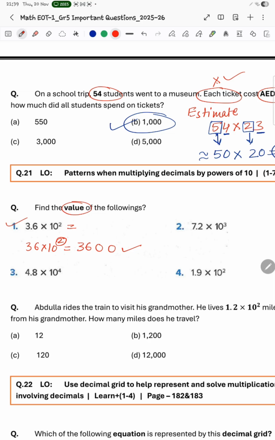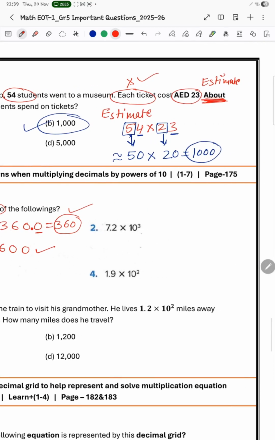Now here in the answer, the digits will be the same, 3600. Now you will put the dot. Here in the factor, on the right of the dot, we have only one place. So I will put the dot after one place. So this is my answer. 360 is my answer. So always follow this step, you will get everything correct.